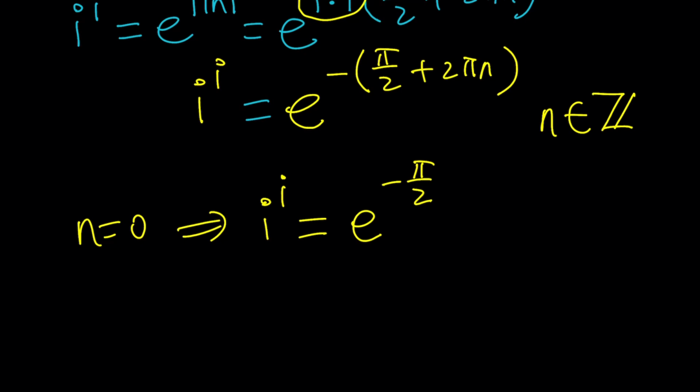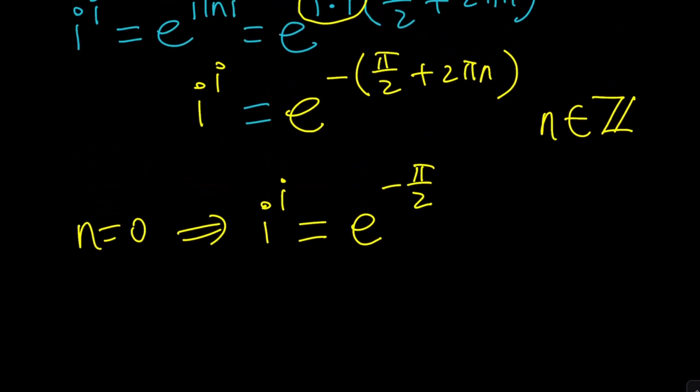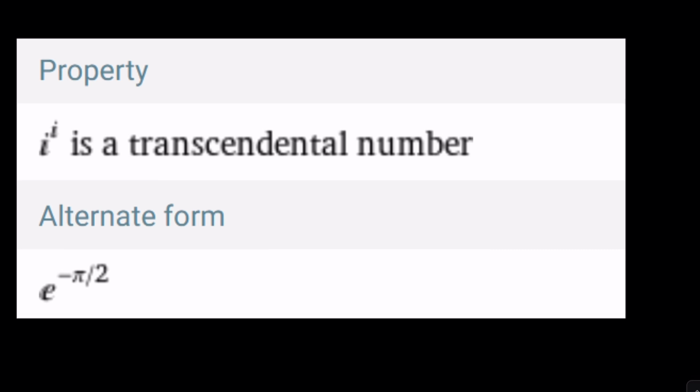Let's go ahead and take a look at some results from Wolfram Alpha, and we'll basically finish up with that. So I just want to say this is multi-valued, and this is just one of the values of i to the i, which you're going to see on our table. But first, i to the i is a transcendental number, which is a very special class of irrational numbers. So it is irrational, but a very special category.